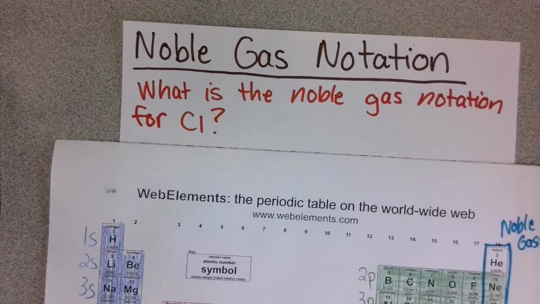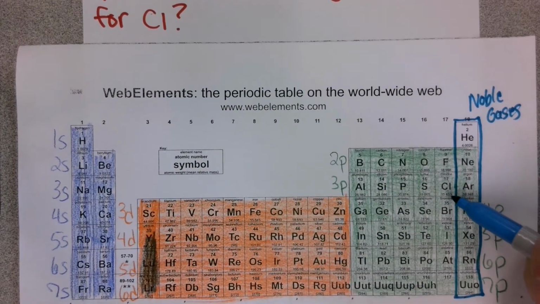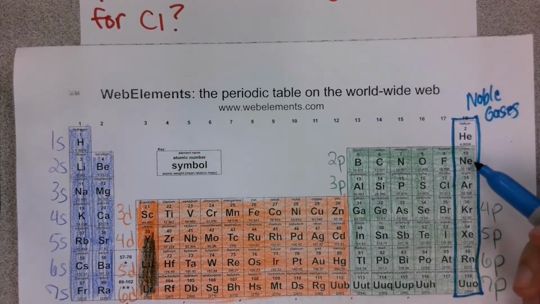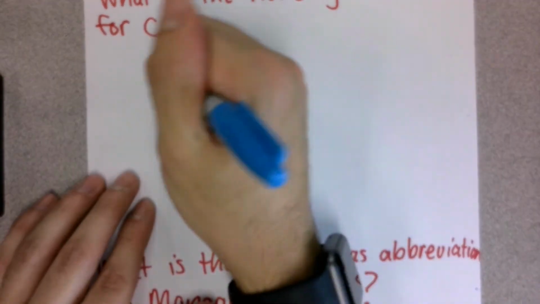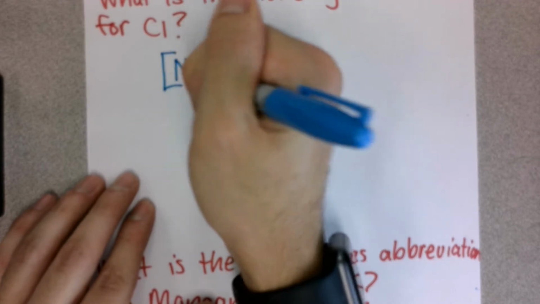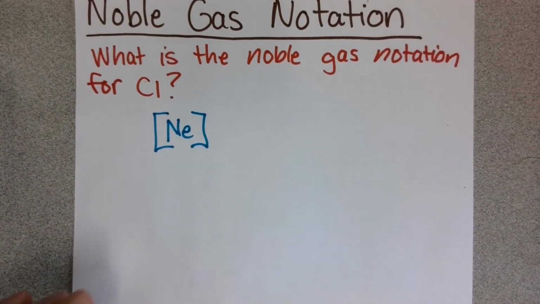Okay? So we found chlorine. We're going to go to the noble gas on the row before it, which would be neon. And we're going to write it in braces like this: brace, Ne, close the braces. Alright, and then we're going to write the electron configuration for what comes after Ne.